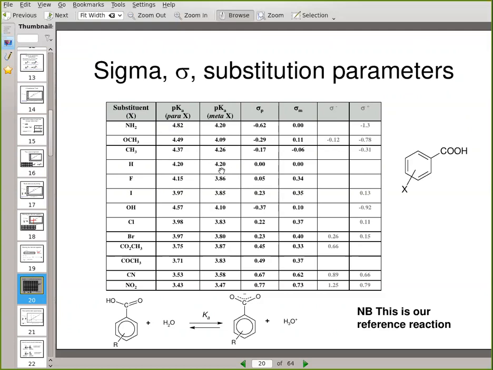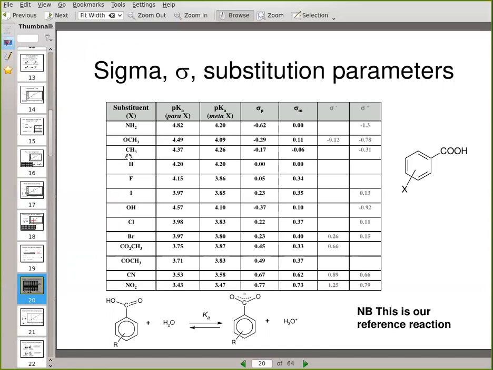This is very close. You'll find that when you look in the literature, you look at tables, they sometimes differ in decimal places. So don't be put off by that. But the bottom line is that the sigma para and sigma meta are both 0 for the unsubstituted case.